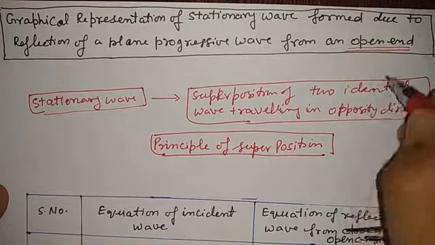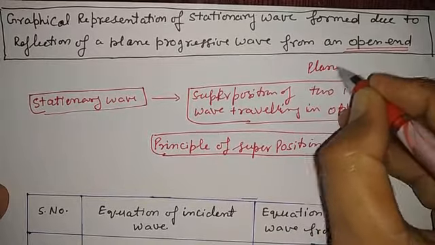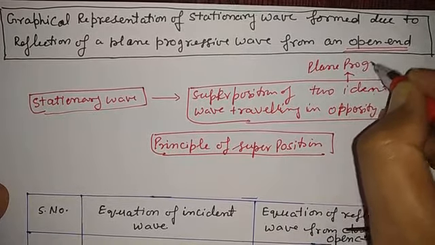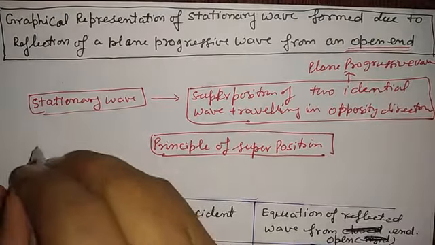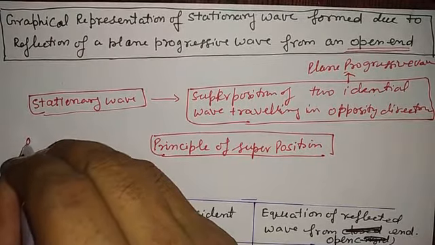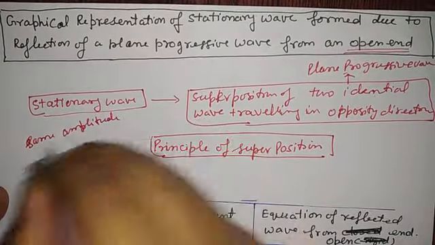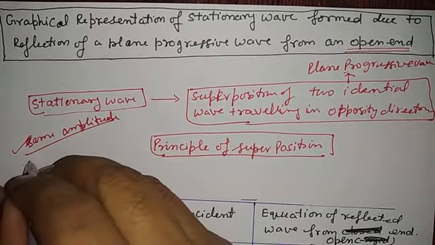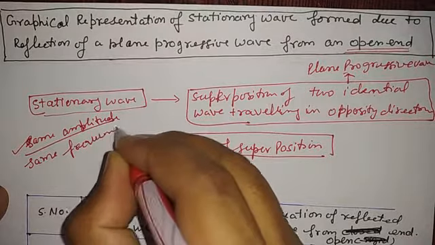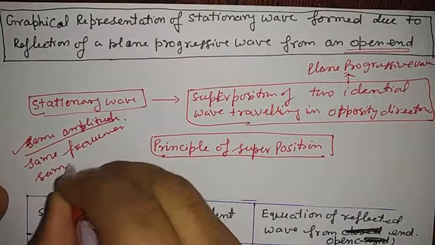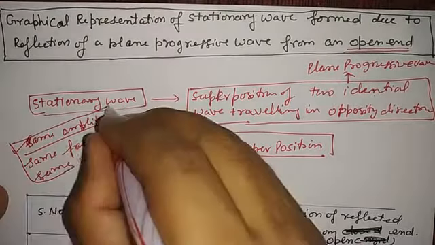So see here how it is. The two identical waves are plane progressive waves. Identical waves means same amplitude, same frequency, same velocity. So for a stationary wave, these are the conditions.